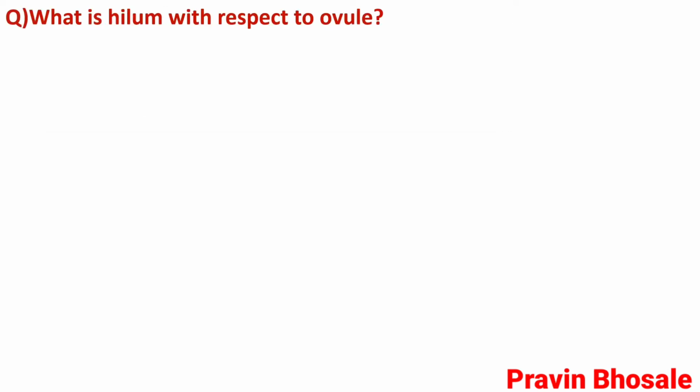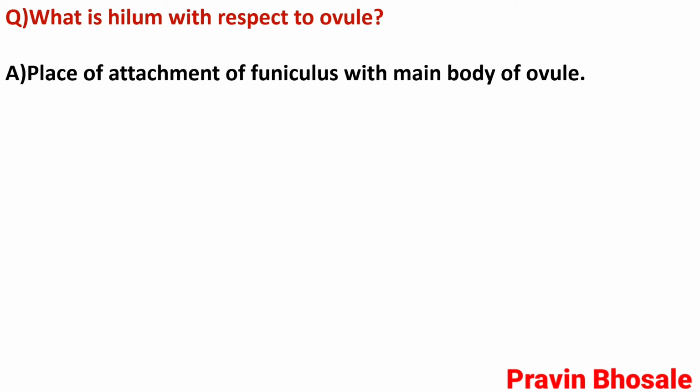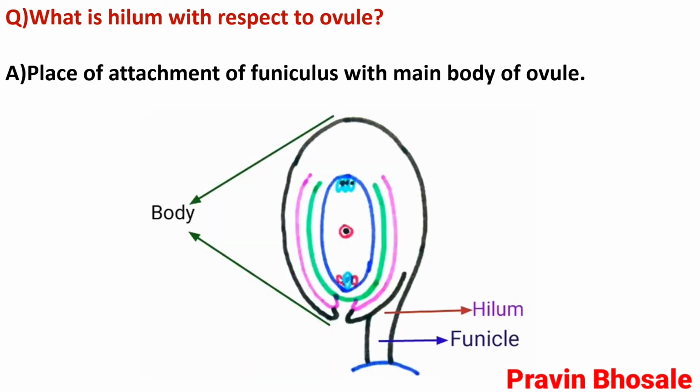What is hilum with respect to ovule? Answer: place of attachment of funiculus with main body of ovule. So this is the body, and the stalk of an ovule is called funicle. The region where the body is attached to the funicle is called hilum.